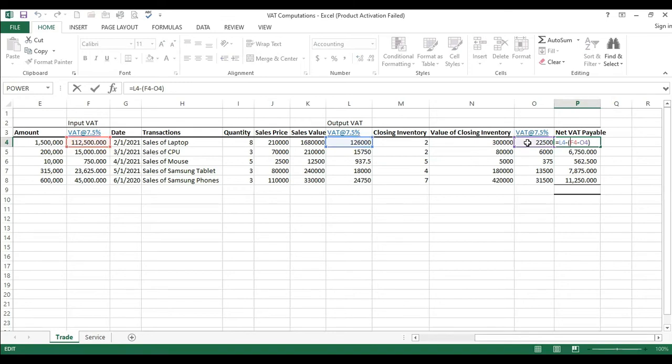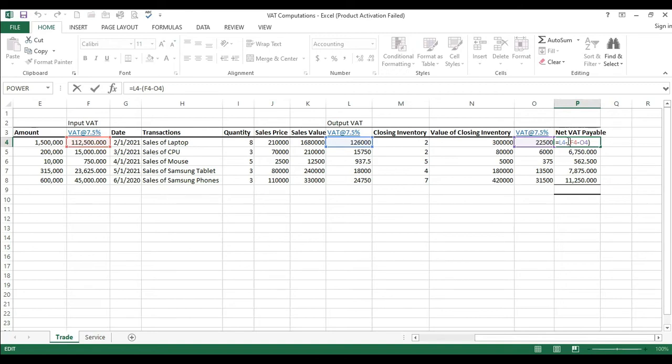So the net VAT position is the difference between the input VAT and the closing inventory VAT. So meaning that the input VAT minus the VAT on the closing inventory. The answer you get, you subtract it from the output VAT. Okay, so you adjust your input VAT from the closing inventory. That means that you're going to reduce your input VAT by the closing inventory VAT.